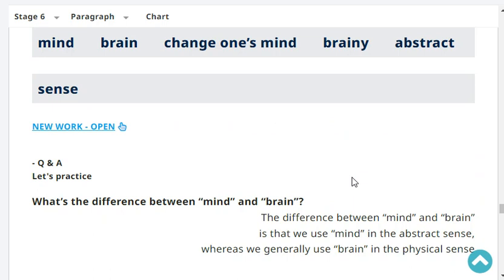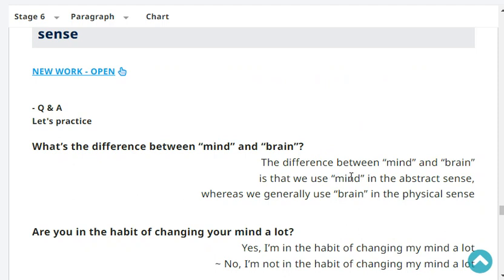What's the difference between mind and brain? The difference between mind and brain is that we use mind in the abstract sense, whereas we generally use brain in the physical sense. Very good.